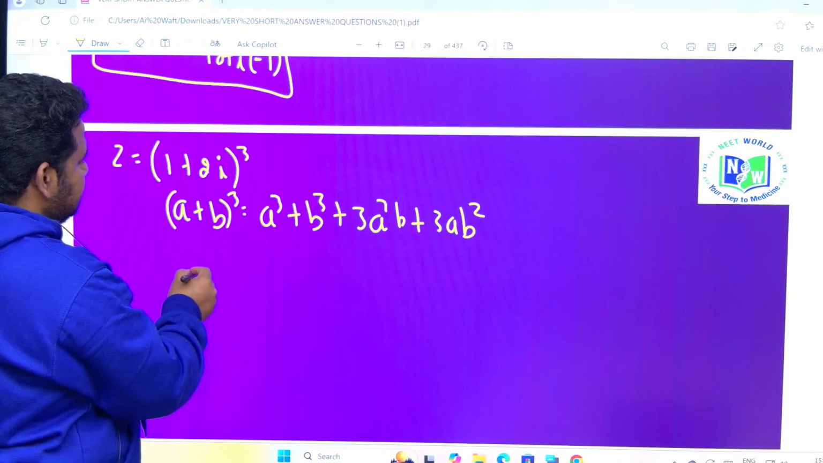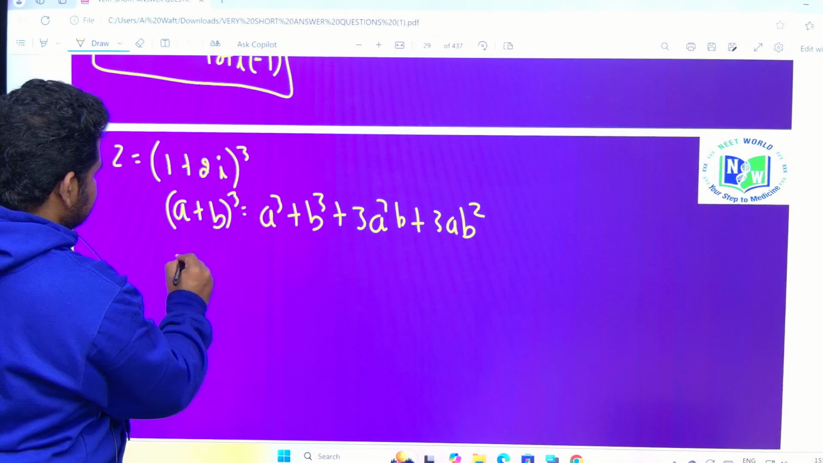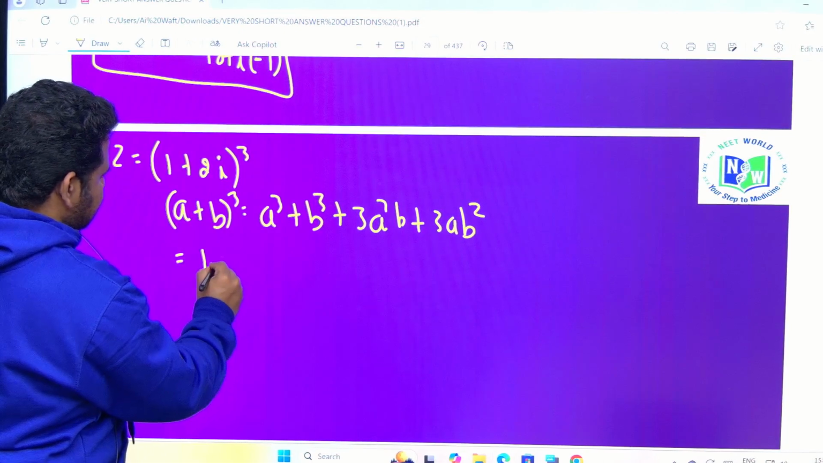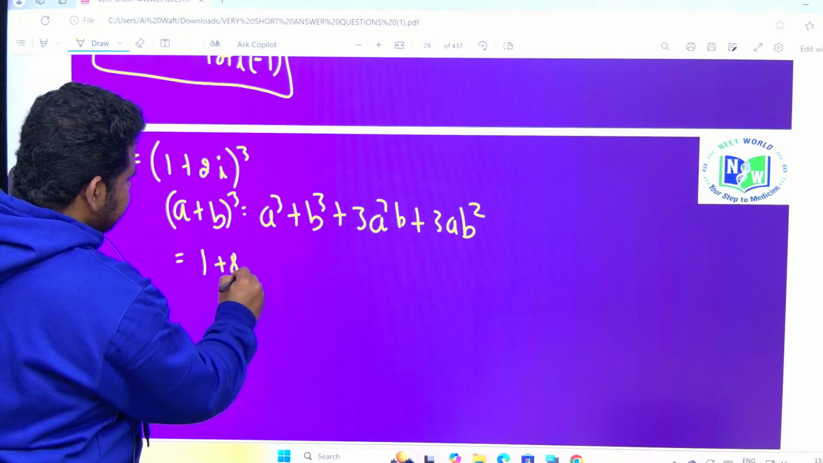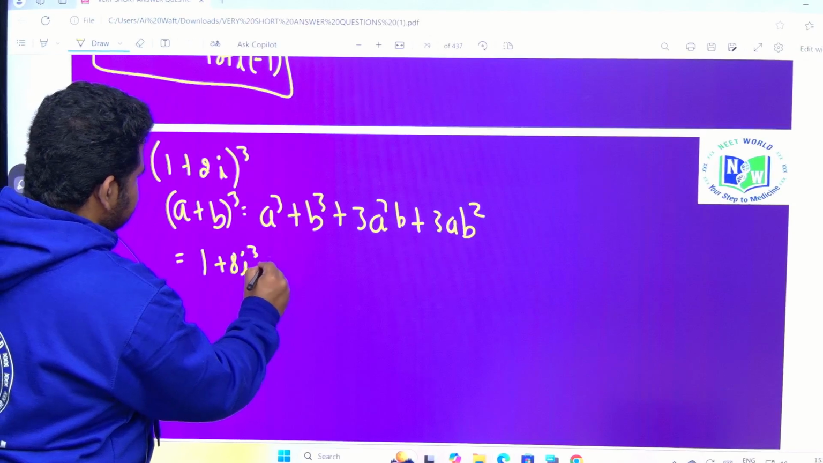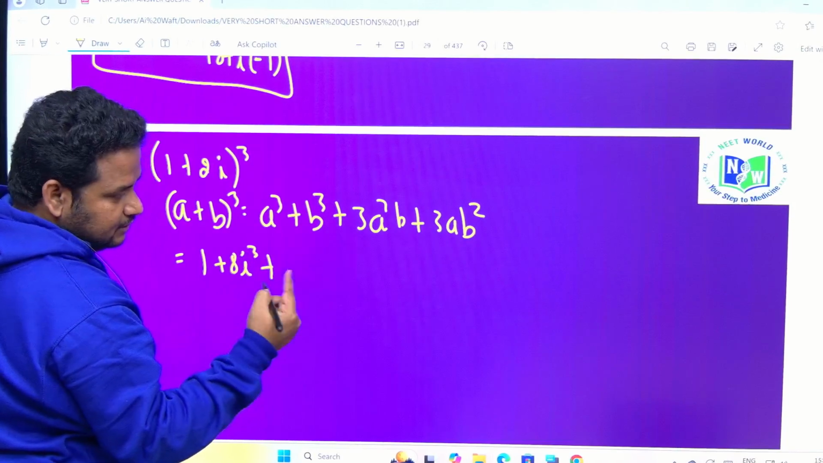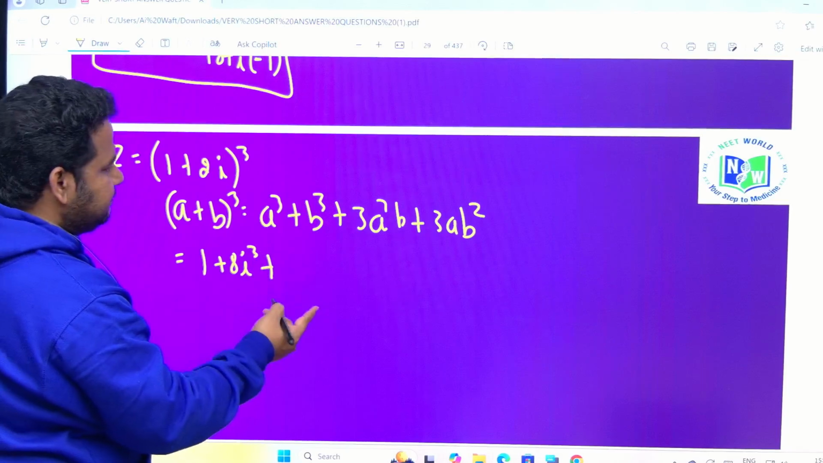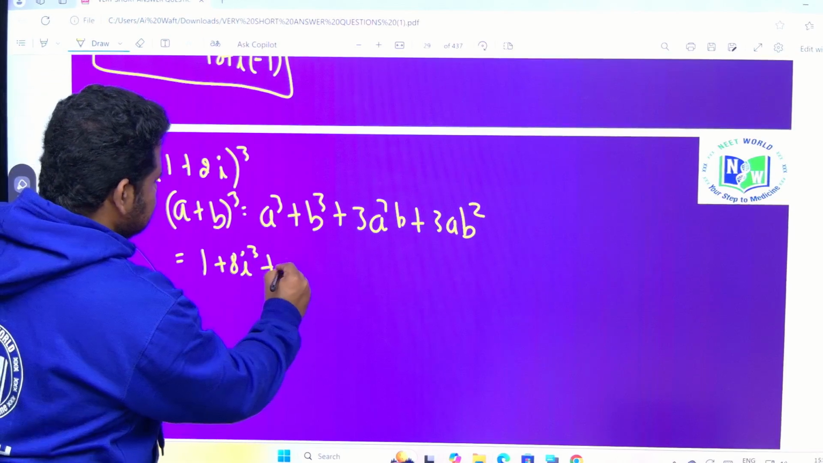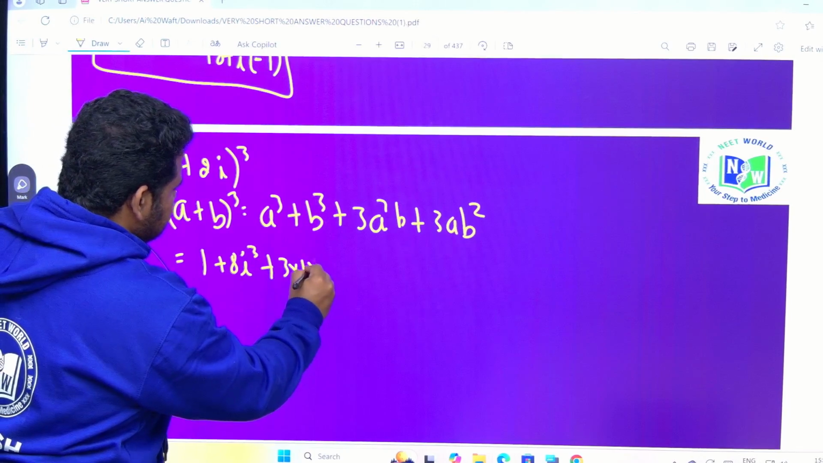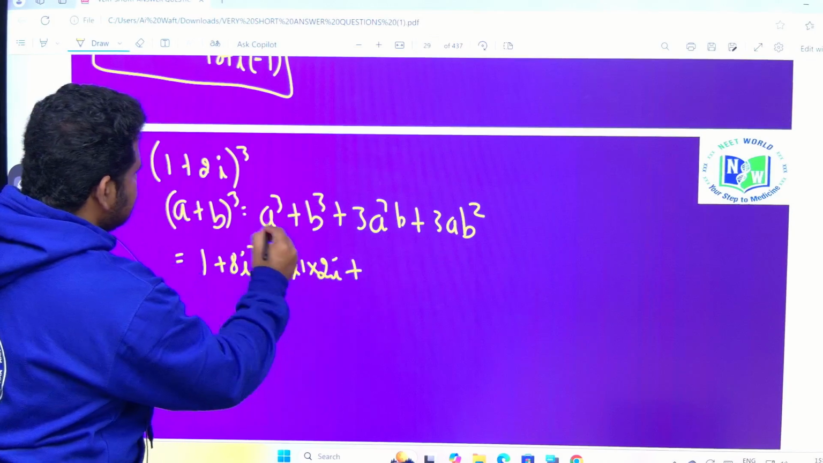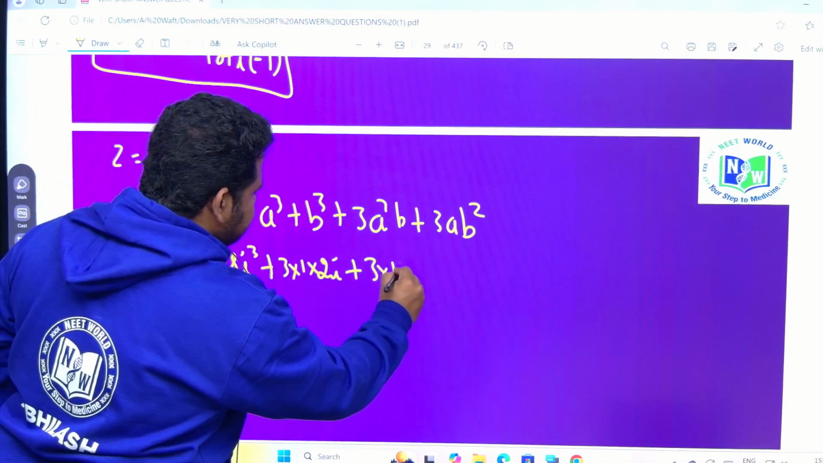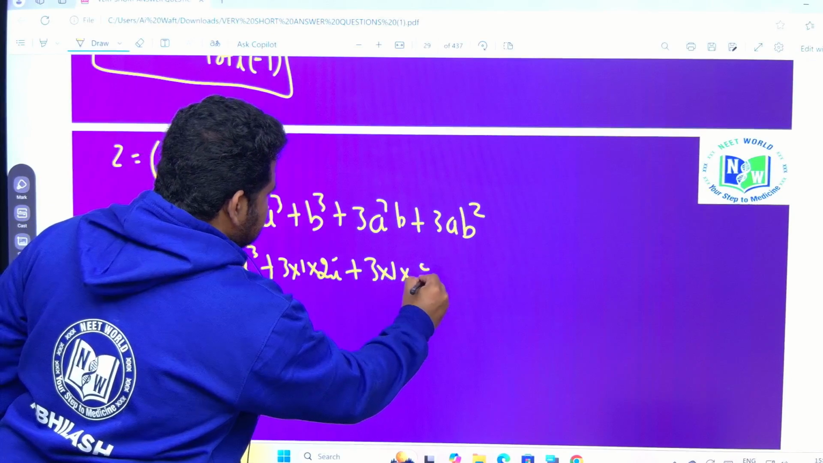A is 1 and b is 2i. So this can be written as 1 cube, which is nothing but 1 itself, plus 2i cube, 2 cube is 8, 8 into i cube, plus 3a square b. A square is nothing but 1 square, and b is 2i. So 3 into 1 into 2i, plus 3 into 1 into b square, which is 2i square.